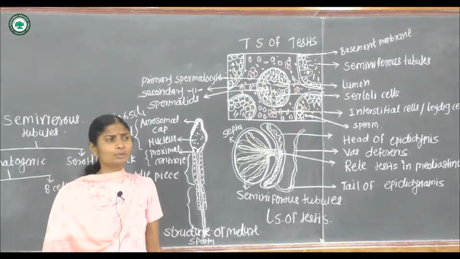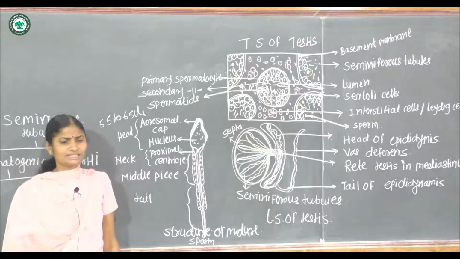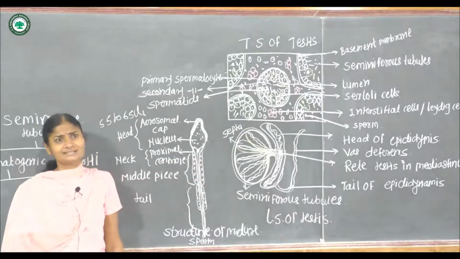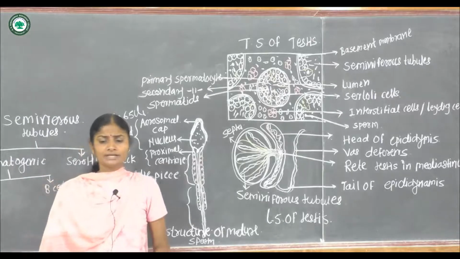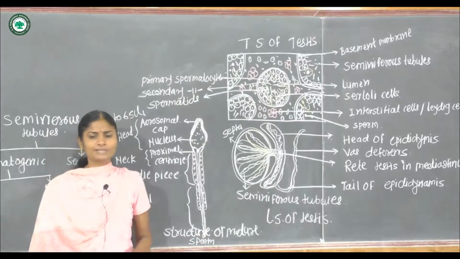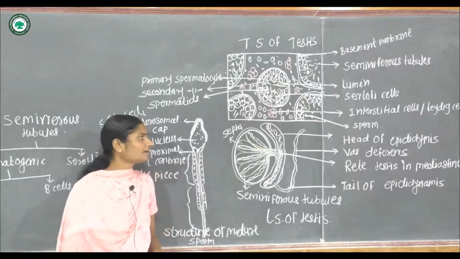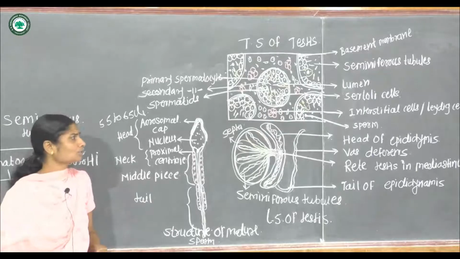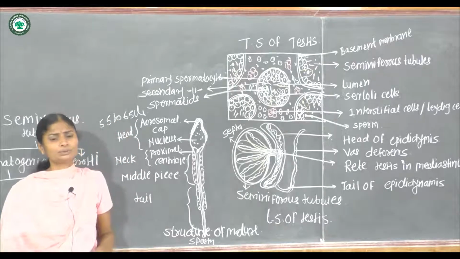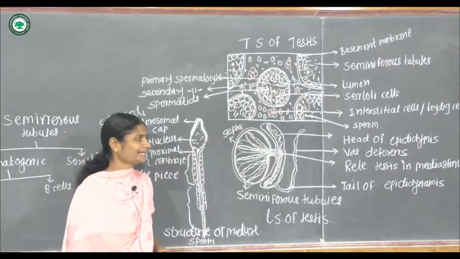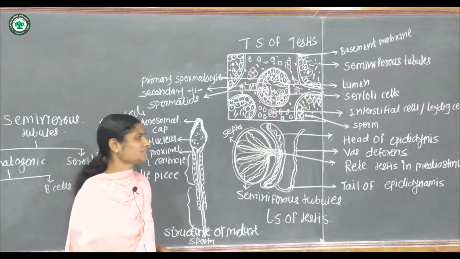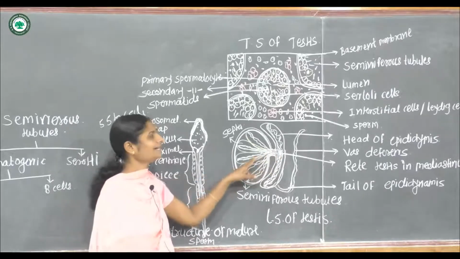This testosterone hormone is important for spermatogenesis, and the spermatogenesis process takes place in the presence of testosterone. Testosterone is also important for the expression of male secondary sexual characters. The spermatic artery supplies blood to the testes. Lymphatics and nerve fibers also supply the testes, and these enter from the mediastinum.